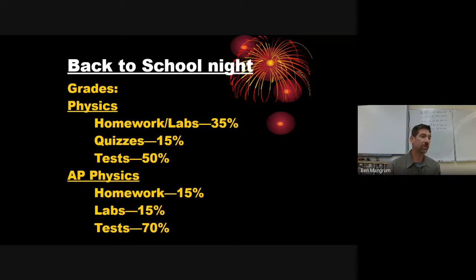My regular physics class has a weight of about 35% for all of the major classroom activities that we do, including in-class labs and any homework assignments. Then 15% of their grades are based off of chapter quizzes that we take, and 50% of their grade is based off of the tests that we take a couple times a semester.